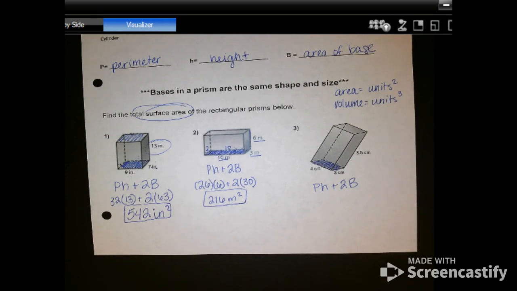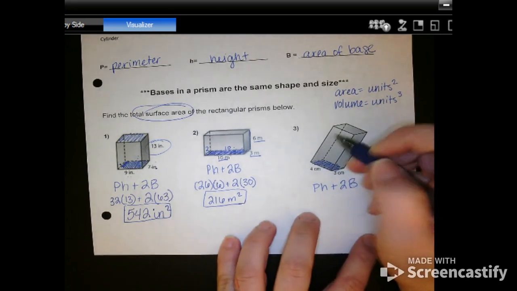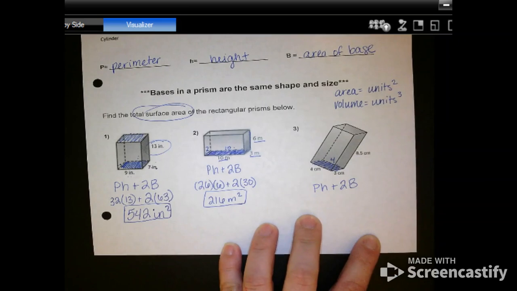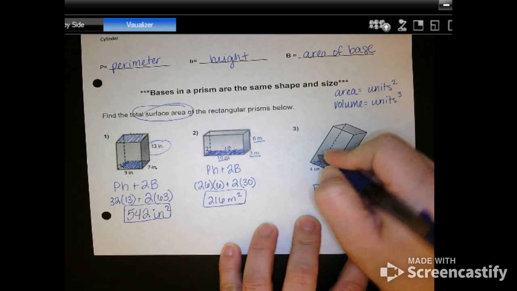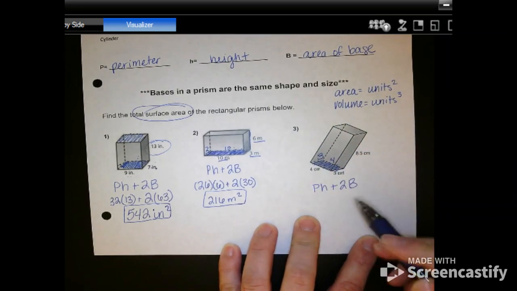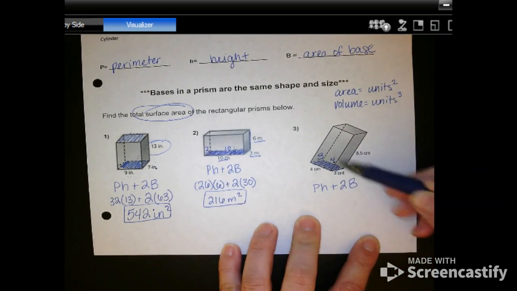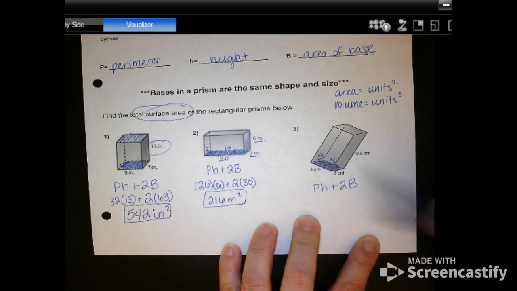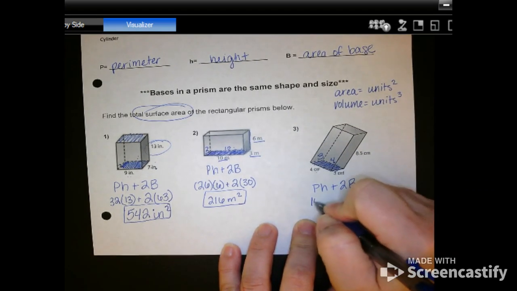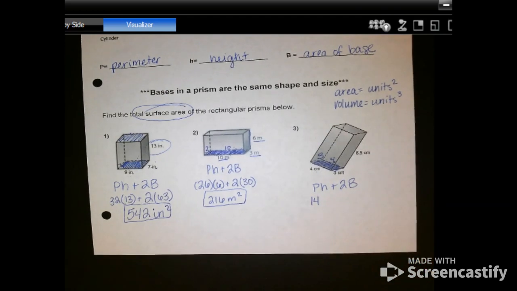Okay. Perimeter of my base over here. So I have 4 here. That means this is 4. Okay, I have 3 here. That means this is 3. Okay, so I have 4 plus 4 is 8. 3 plus 3 is 6. So 8 plus 6 is 14.